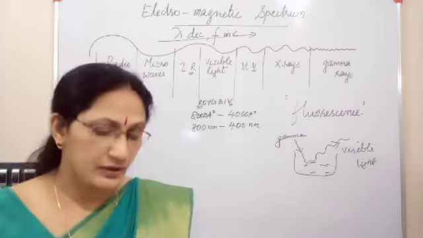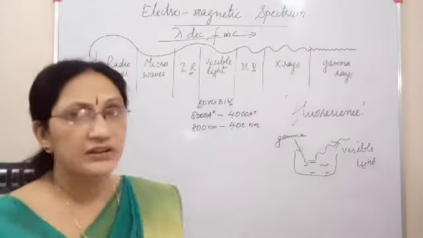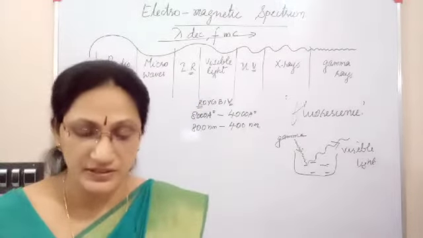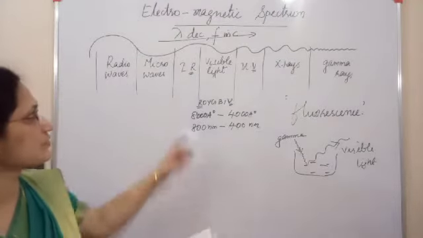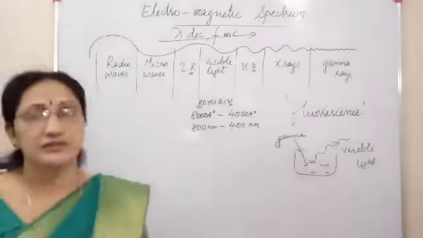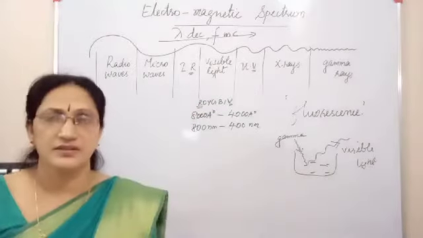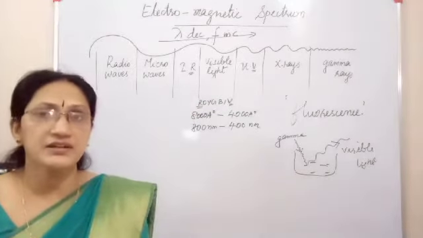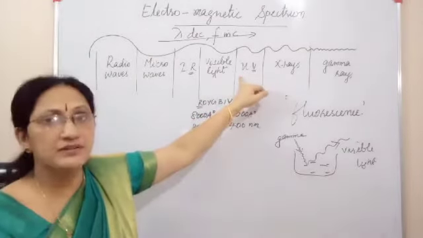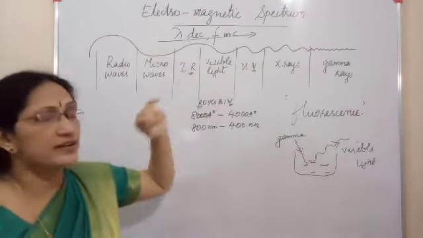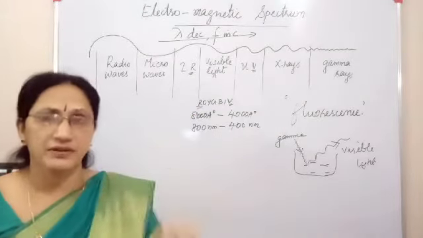Then they have a heating property. If light falls on an object, it gets heated up. It is used in photosynthesis. These are the uses. Then comes infrared radiations. They have a heating effect. Ultraviolet radiations have a chemical effect, and infrared radiations have a heating effect.